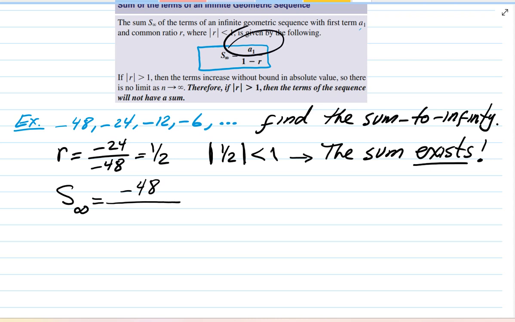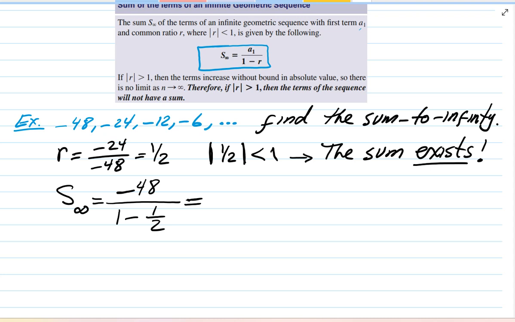That's a1 divided by 1 minus the common ratio. Look how easy that is, folks. That's just remarkable, isn't it? You would think, wow, how do I find the sum to infinity? That's going to be some complicated math, and it's not.